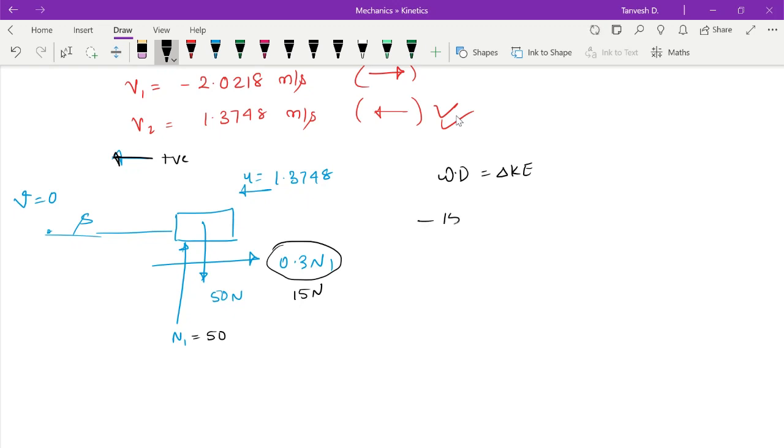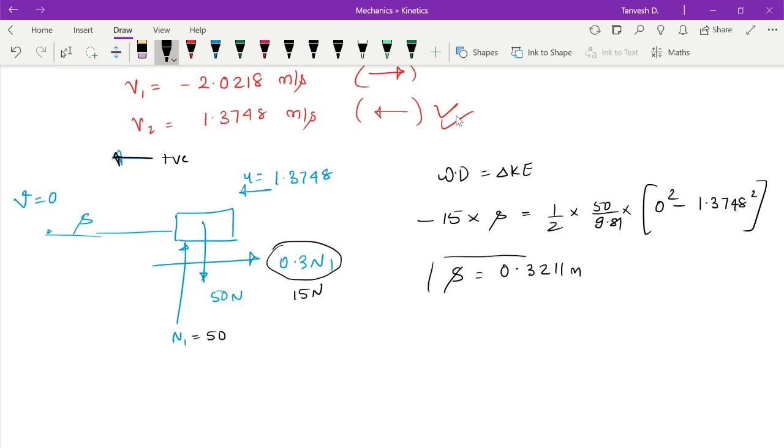Minus 15 into displacement s is equal to half m, which is 50 by 9.81, into v square minus u square, so 0 square minus 1.3748 square. So s, when you solve this, you will get s as 0.3211 meters. So the block will move for 0.3211 meters after the impact. Let us solve the next numerical.